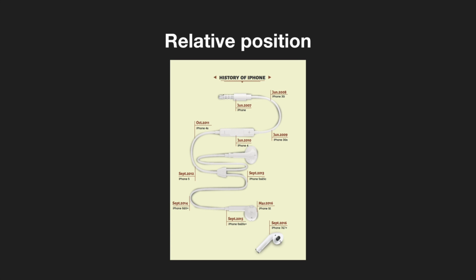The last encoding is relative position. I use this encoding for the time display. The position closer to the earphone jack on the top of the display indicates earlier, while farther from it represents later in the timeline. Since the positions are connected with the image of earphone, it is easy to follow the timeline from the earliest model of the iPhone to the latest model of the iPhone, which is at the bottom of the timeline as a wireless earphone.